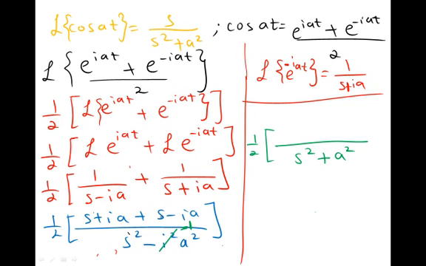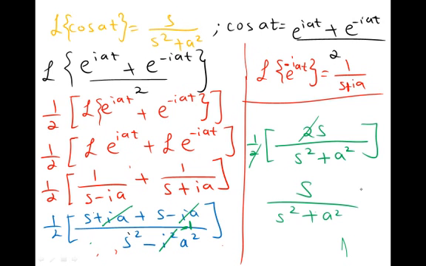Here I'll make it simpler. Minus ia and plus ia will be cancelled out, and you're going to be left with 2s, because here you'll have s plus s, which will give you 2s. I can cancel this 2 with the half, and I'll be left with s over s squared plus a squared. So here is the proof for Laplace cosine at equals s over s squared plus a squared.